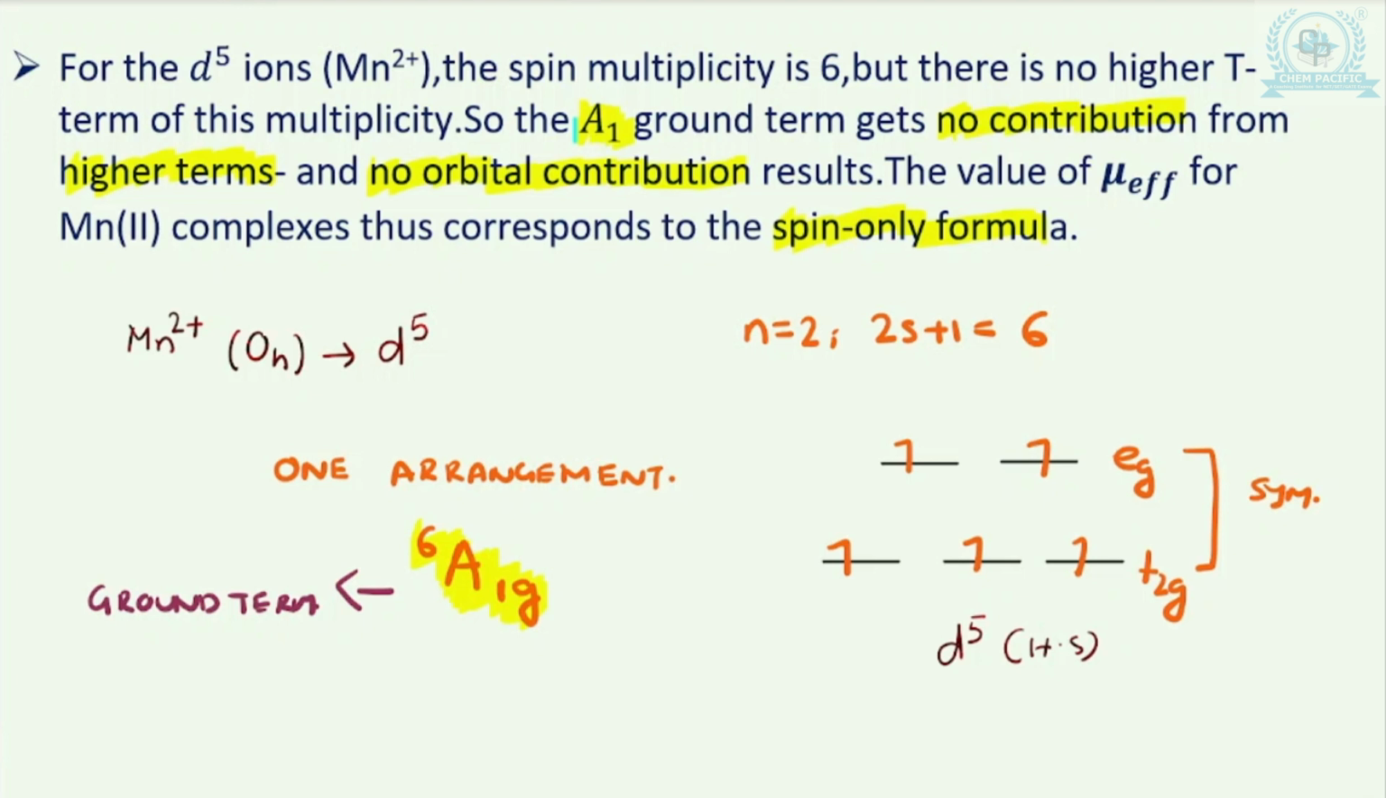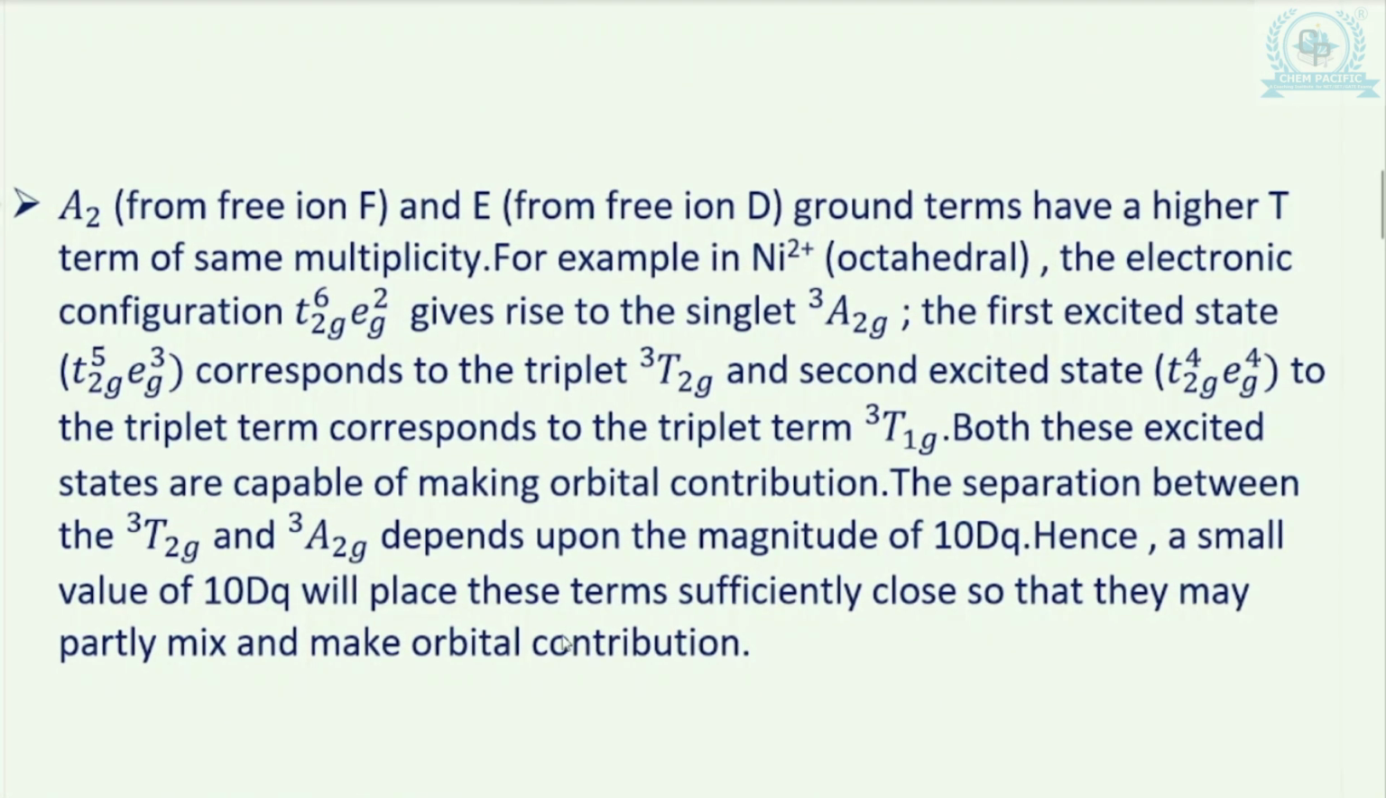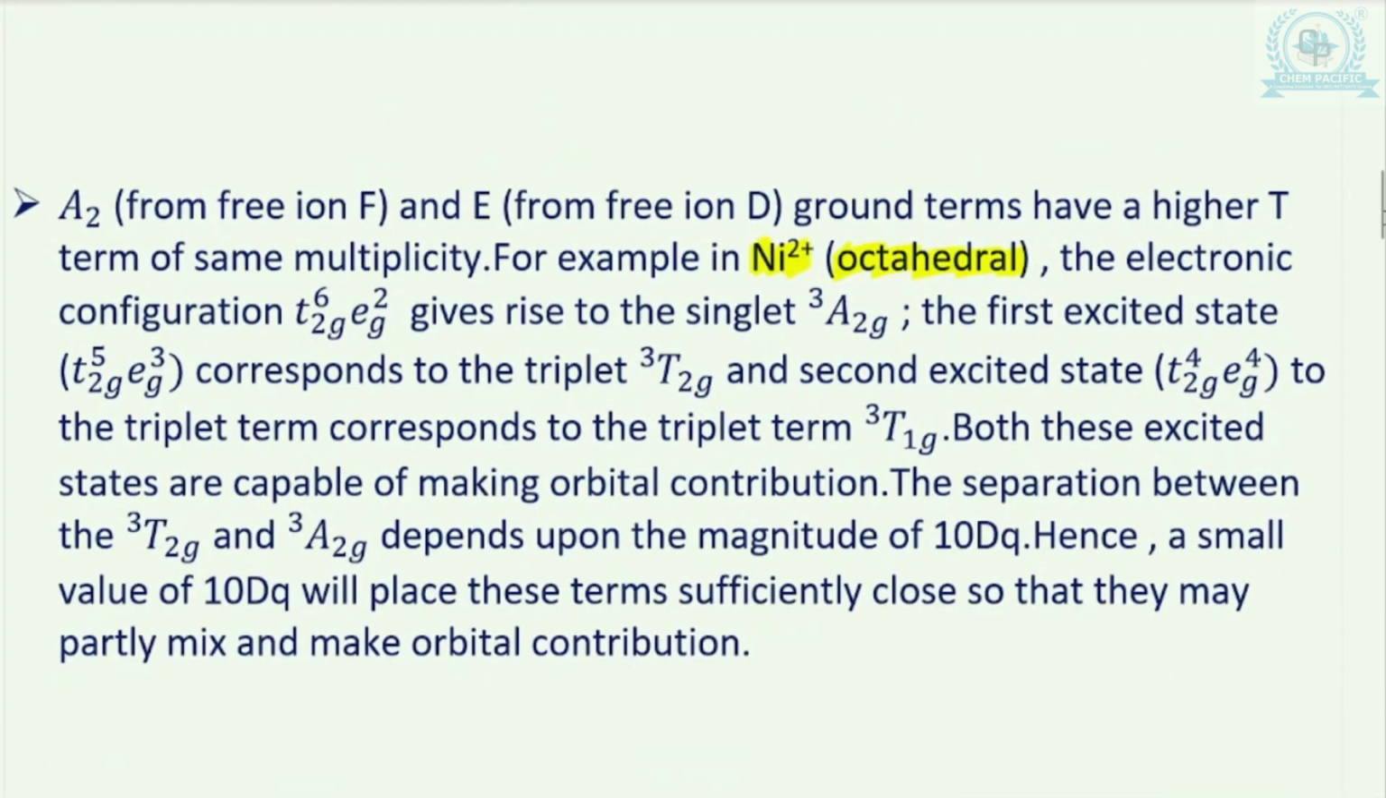Now the question arises, so कौन से examples या conditions में ये possible है. So let us take the example of this. यहाँ पे I'm talking about nickel 2+ octahedral complex which is a d8 system. So we are talking about the nickel 2+ octahedral complex.